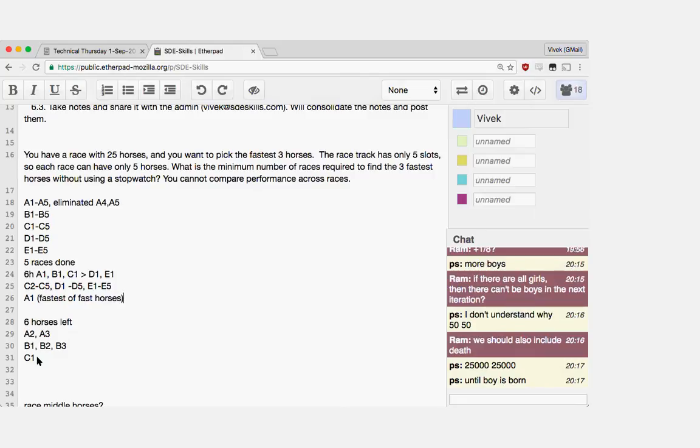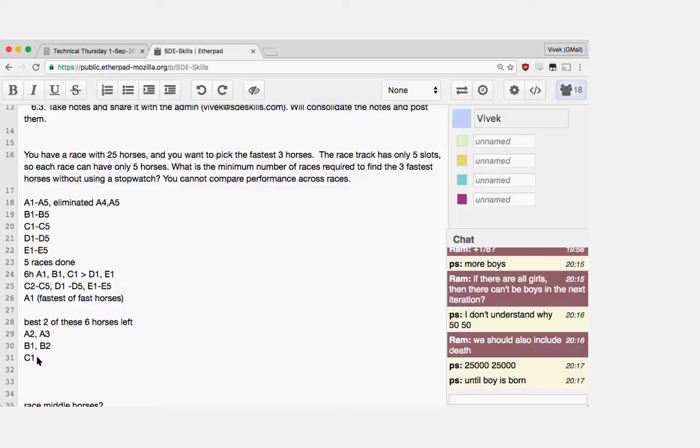Okay. What we don't know yet is that there are 6 horses left right now. We have to find the best 2 of these 6 horses, right? Even B3, right? Isn't B3 eliminated too? Why? So we know that A1 is faster than B1, right? And B1 is faster than B2. Correct. So then B3 doesn't have a chance, because B2 and B3 are faster than it.